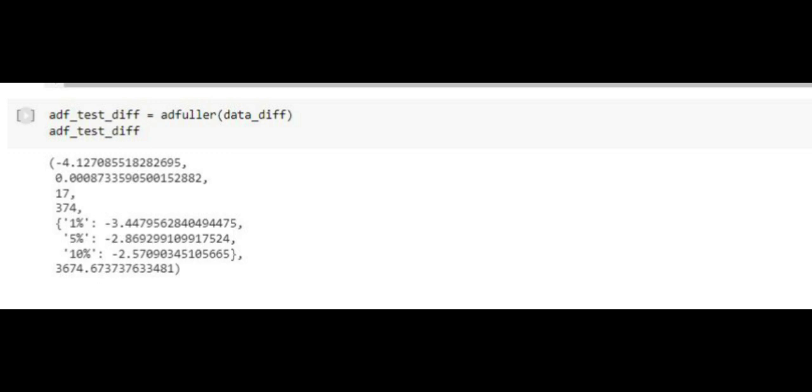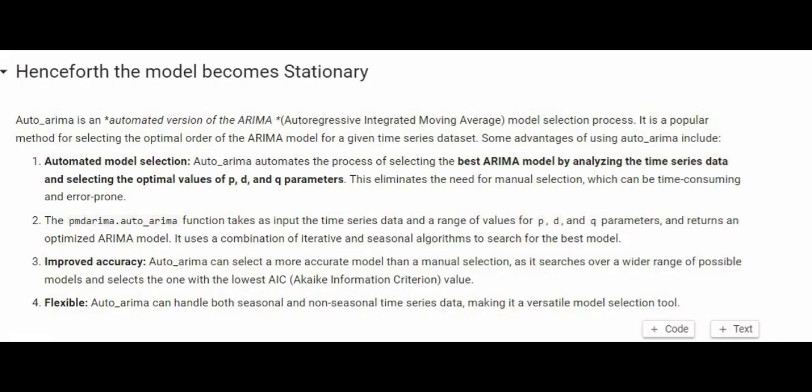And obviously the ADF test also shows that the significance level is 0.008, which is far less than 0.05, the significance level. So the ADF test also signifies that the data after differencing has the stationarity property. Hence, we made the data stationary. After this, we can feed it into the ARIMA model, which in turn predicts the future.